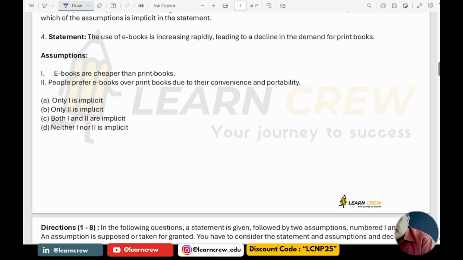Ebooks are cheaper than print books. People prefer ebooks over print books due to their convenience and portability. Both are implicit. So ebooks are cheaper than print books. People prefer ebooks over print books due to their convenience and portability. These two are the implicit assumptions for the statement. So the answer is both 1 and 2 are implicit.